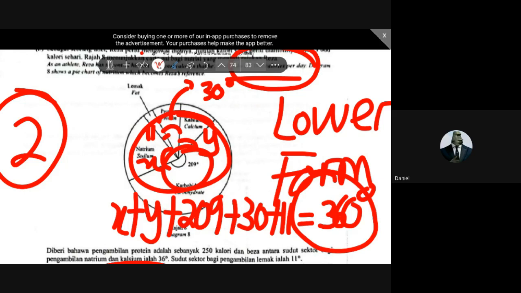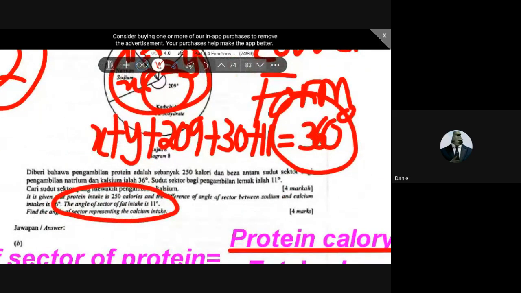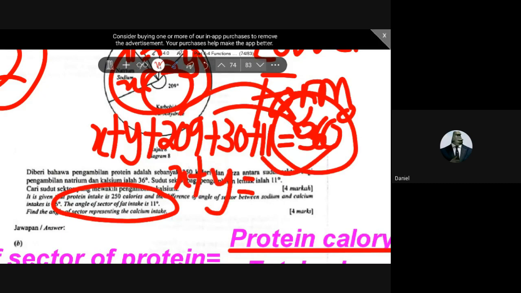Okay. So how she got the answer is X plus Y. Semua nombor yang ni kamu pindah sebelah kanan. You push all the numbers to the right. You can press the calculator also. 360 minus 209 minus 30 minus 11. You get X plus Y is 110. Okay, so that's your first linear equation.